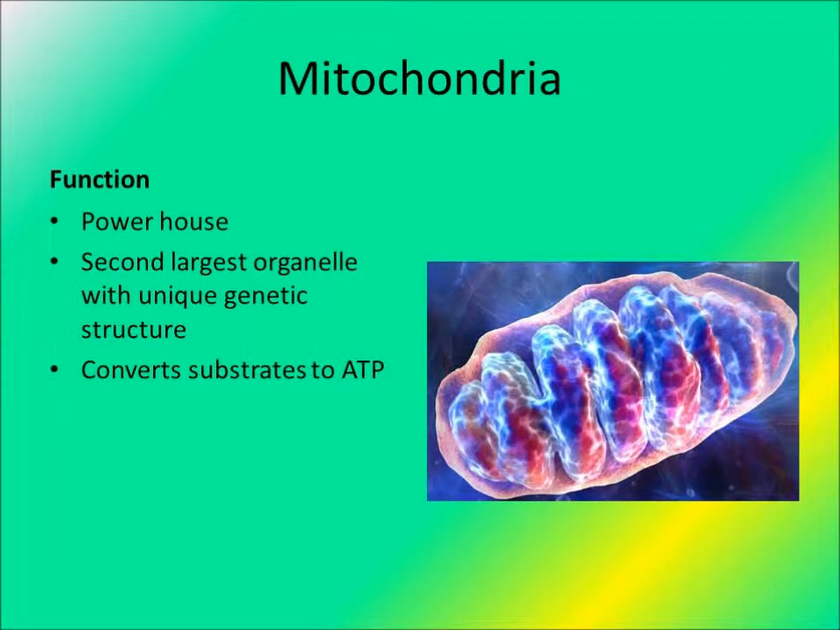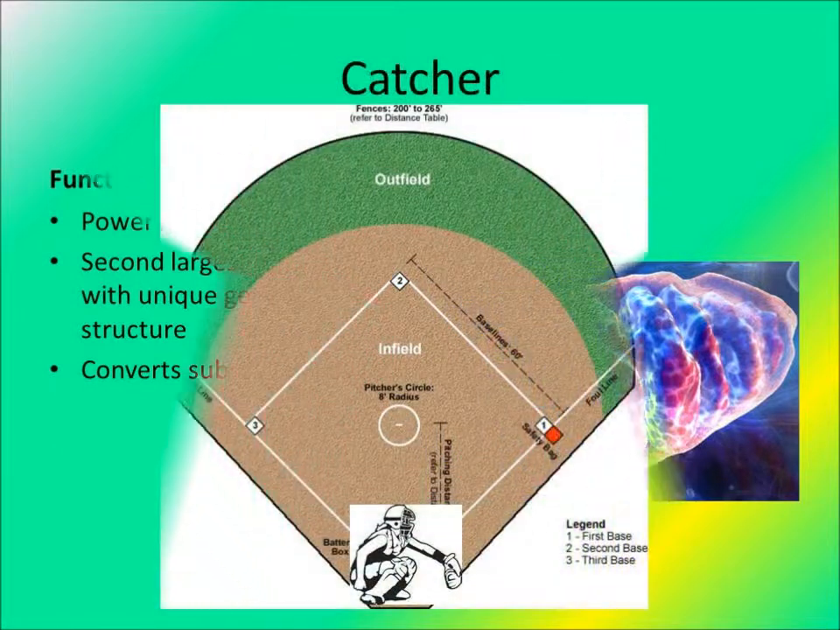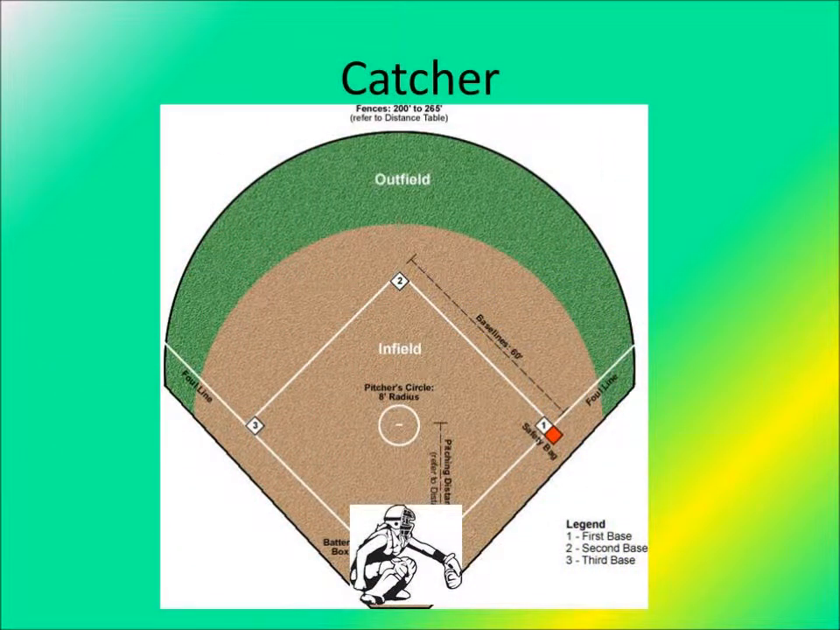Mitochondria. The mitochondria's function is the powerhouse. Second largest organelle with unique genetic structure, converts substrates to ATP, which is energy. We compared the mitochondria to the catcher.